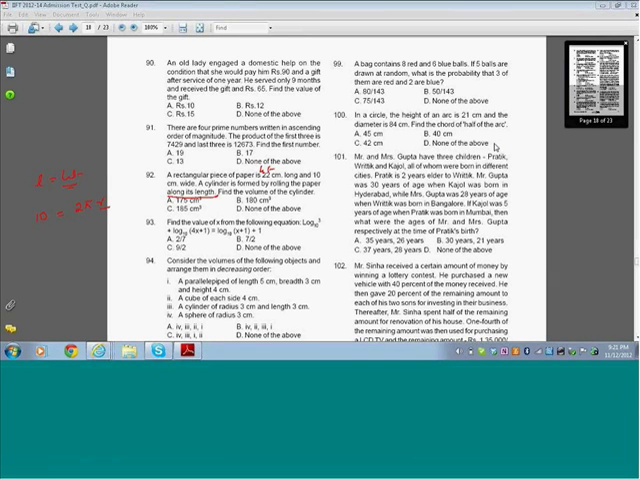Okay. Question 93. Find the value of x from the following equation. Straight away, when you look at this particular question, you have to solve this question. There's no doubt about it. But for those of you who are not comfortable with logs, my suggestion is you shouldn't be attempting this question at all.